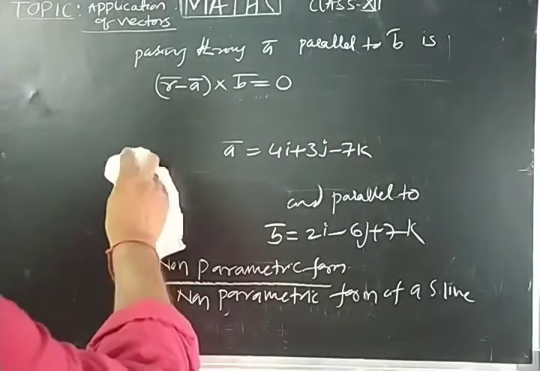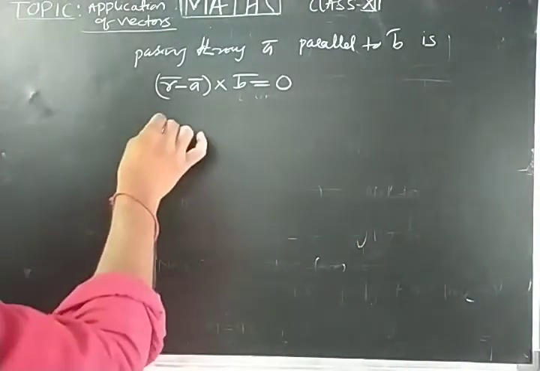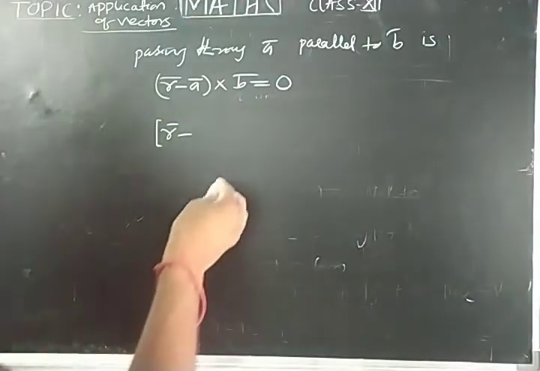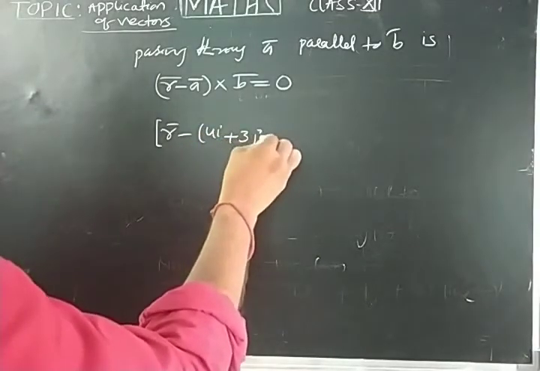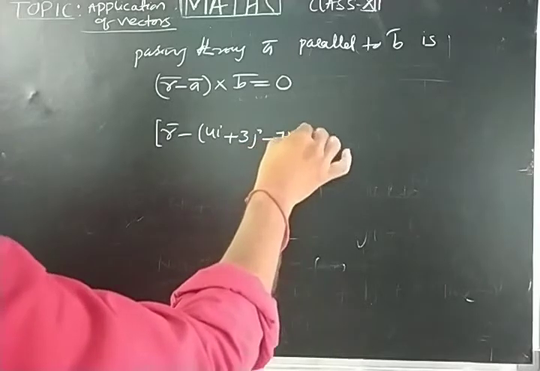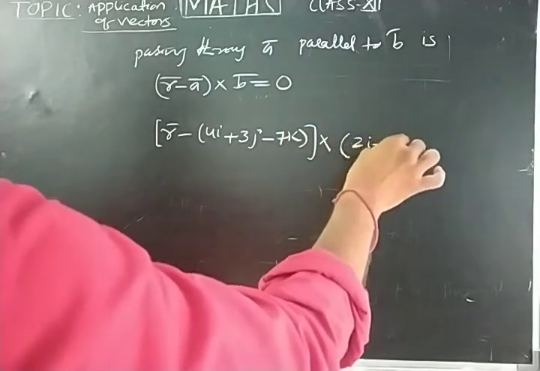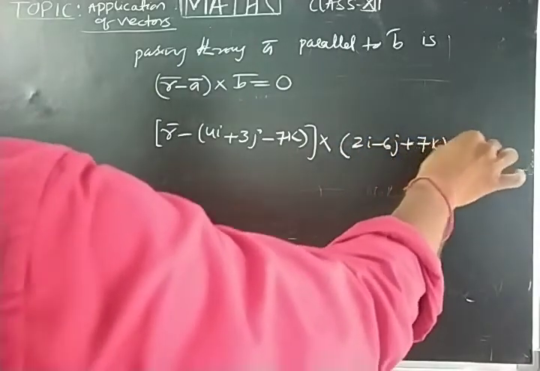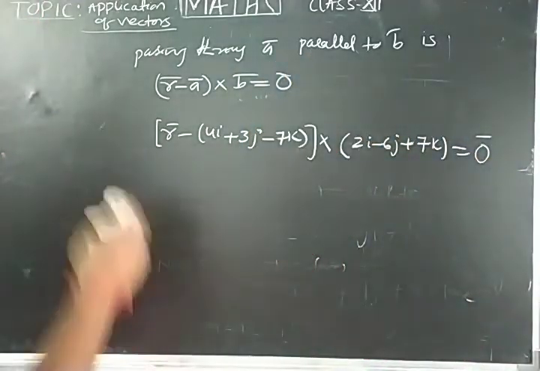Now you can substitute it in this. r bar minus what is a bar? What is given a bar? a bar is 4i plus 3j minus 7k, cross b bar. What is b bar? 2i minus 6j plus 7k is equal to 0 bar here. So this is the non-parametric form.